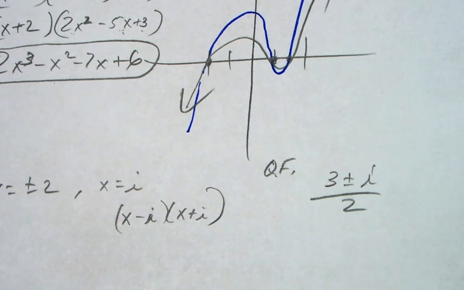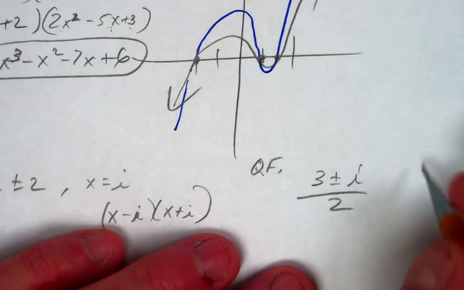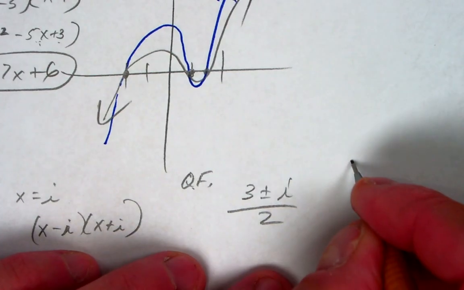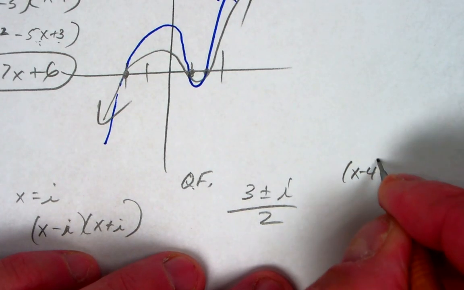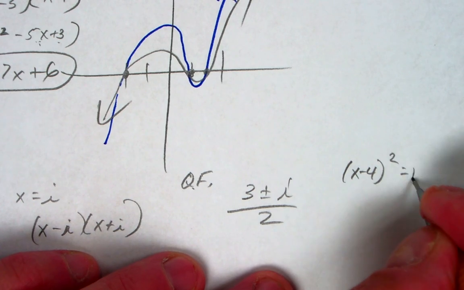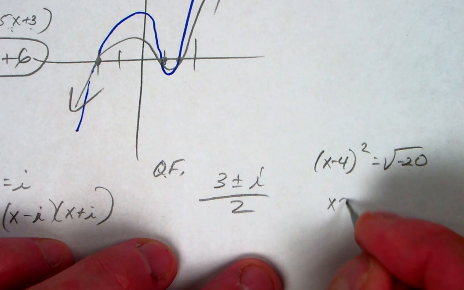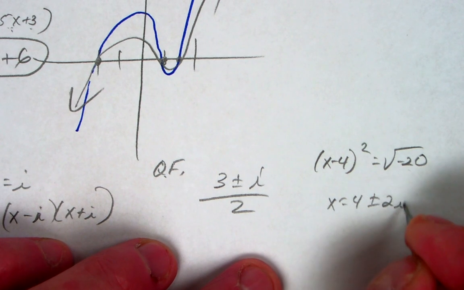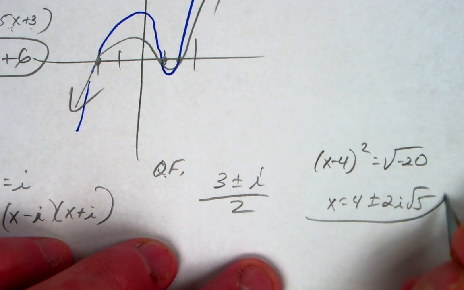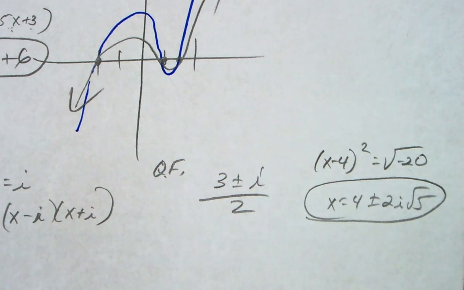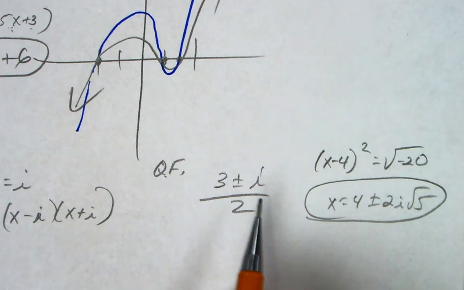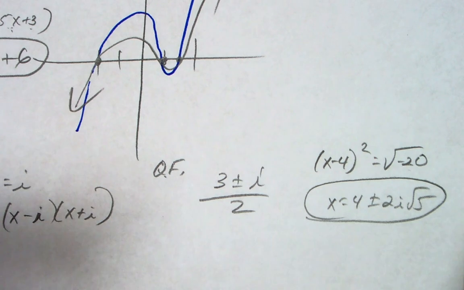Okay. And then even if I did something like this, if I did it by completing the square, x minus 4 squared is equal to the square root of negative 20. Well, that would be x equals 4 plus or minus 2i times the square root of 5. I just broke down the square root of 20. Okay. What do you notice about both those answers? They both have a what? I. Oh, that's true, but what else do they have? They have a plus and minus.